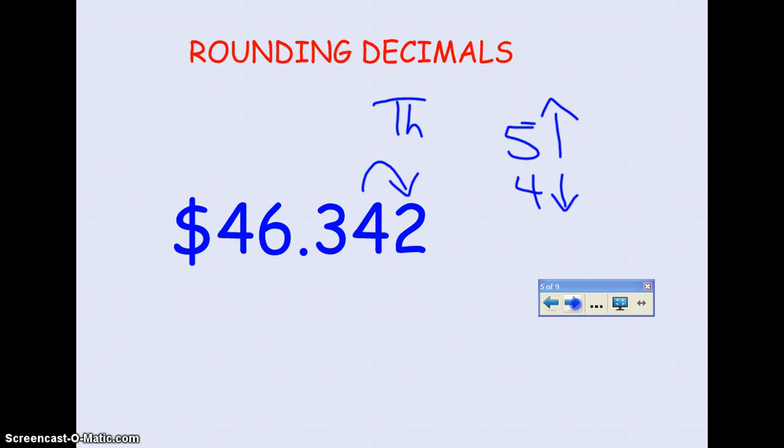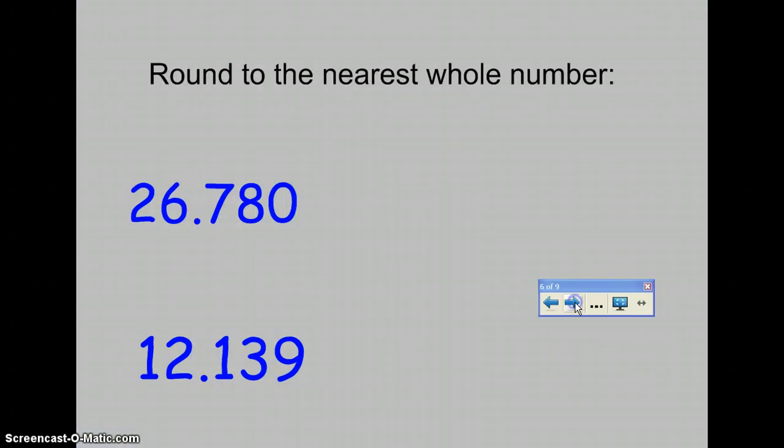In this situation, you look at the number 2. Is the number 2 5 or greater? No, it's 4 or lower, which means this number stays the same. So your final is $46 and decimal 34. And that is how you round these numbers. Great, let's keep going. Okay, this is to the nearest whole number.